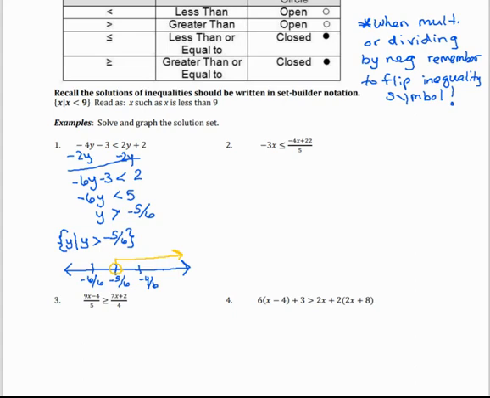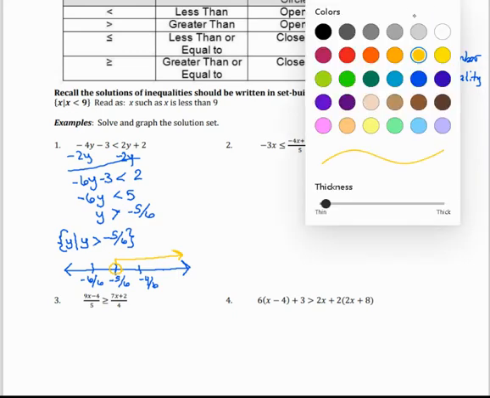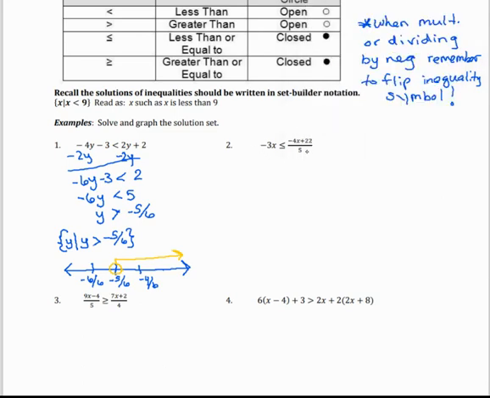Let's do another one, okay? Why don't we do number 2? With number 2 here, we have a fraction, but don't let it scare you. It's just like division. So to undo that, we're just going to multiply by 5. Multiplied by a positive, so nothing changes in terms of symbols. But I get negative 15x is less than or equal to negative 4x plus 22.